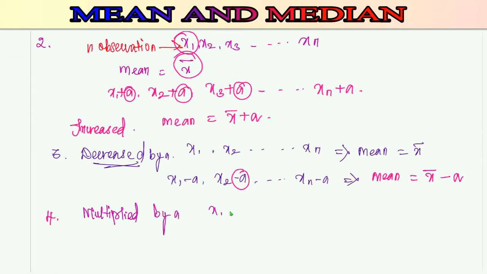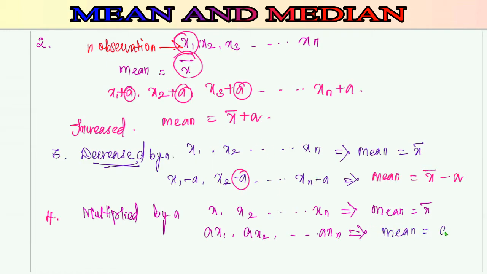Now the fourth property: if each observation under consideration is multiplied by the quantity A, here we have the observations x1, x2, etc. xn. For this ungrouped data, the mean is x bar. When you multiply each observation by A, you get ax1, ax2, etc. axn. Then their mean is also multiplied by A. So the new mean is equal to A x bar.